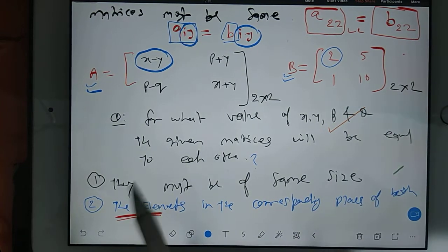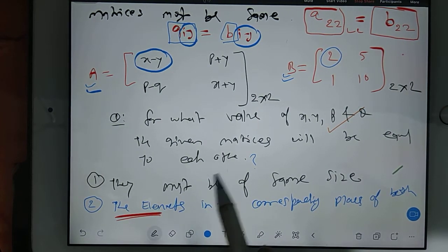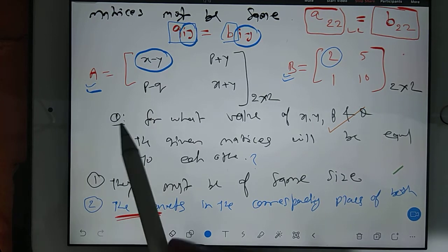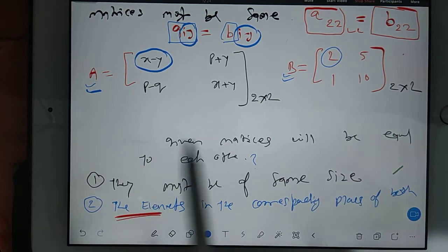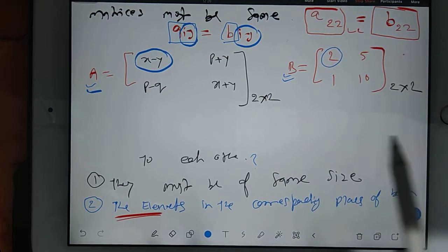Okay, so we will apply this concept and try to find the x and y values. So guys, you work out fast and give me the x and y values. I am raising the question here. Work out fast and give me the x and y values.